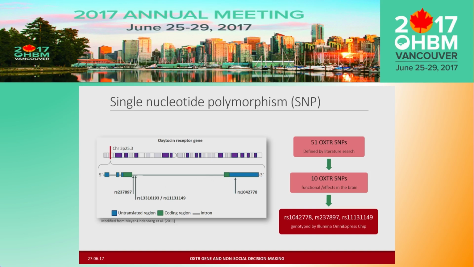So for the other 2, the 237897 and 11131149, Tansey and colleagues suggested in a 2010 paper that the first one is associated with the regulation of the transcription of the gene, and the last one with the distribution of oxytocin receptors throughout the brain, and the amygdala specifically.